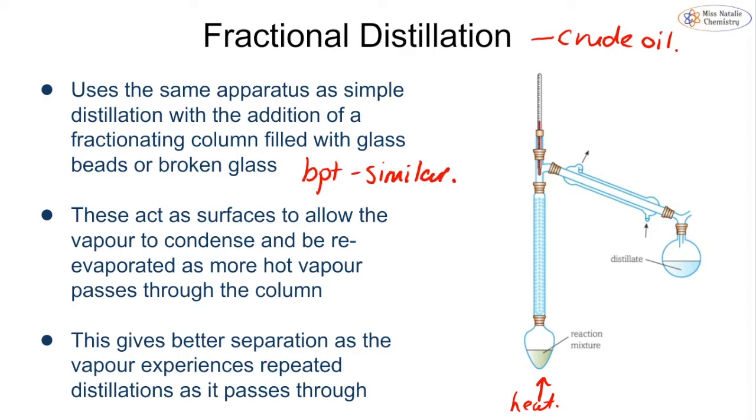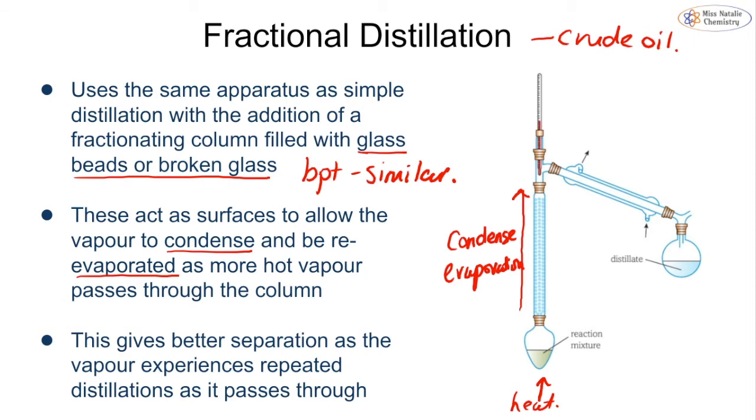And the fractionating column, it tends to be filled with glass beads or broken glass, and those act as surfaces for the vapour to condense onto. And then as more hot vapour passes up through the column, then it is re-evaporated. So we get this constant condensing and evaporation happening in the fractionating column, and that allows us to get much better separation. And then eventually it will come up to the top with our vapours and of course pass down our condenser then into our collection flask.